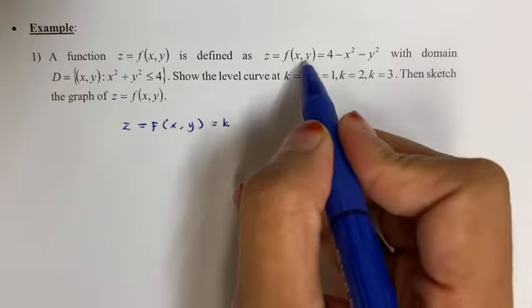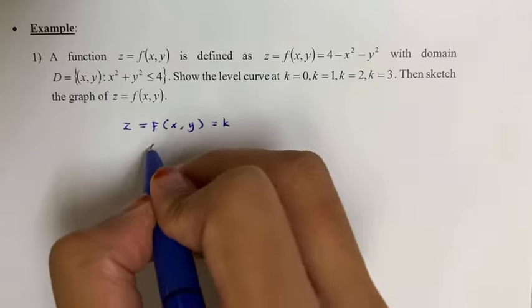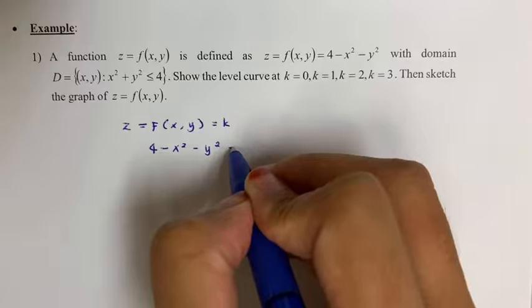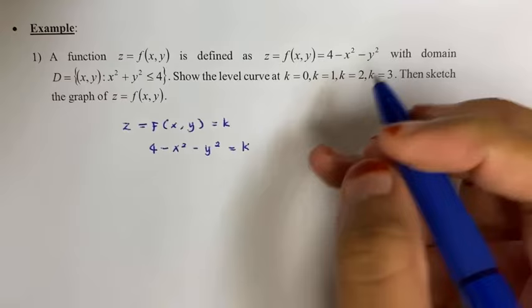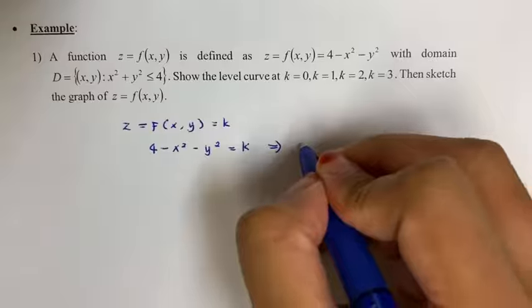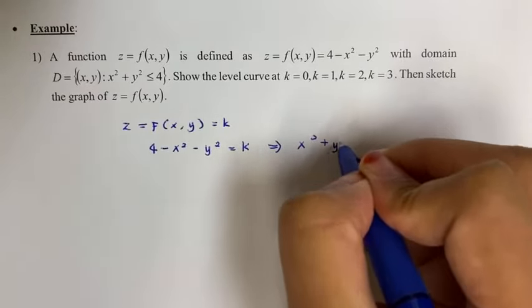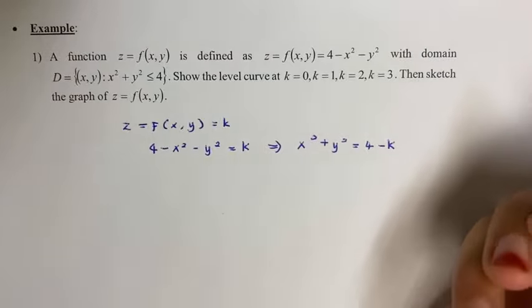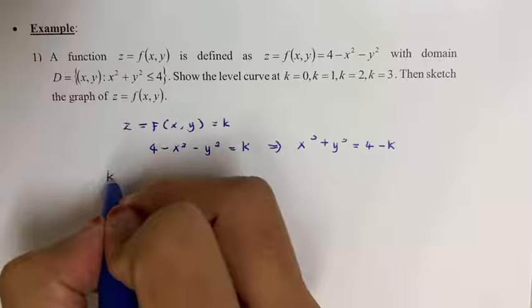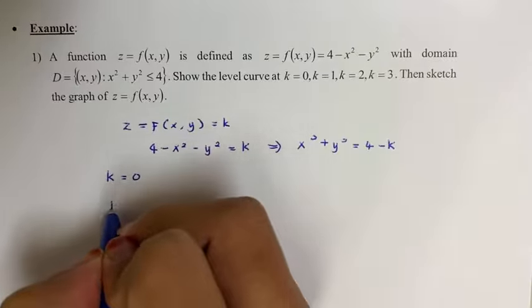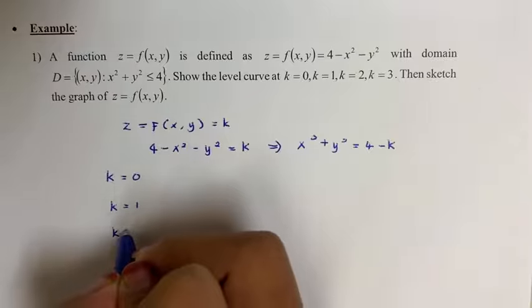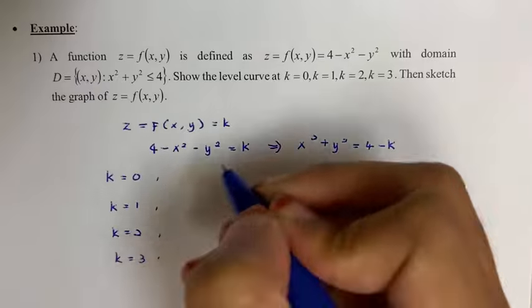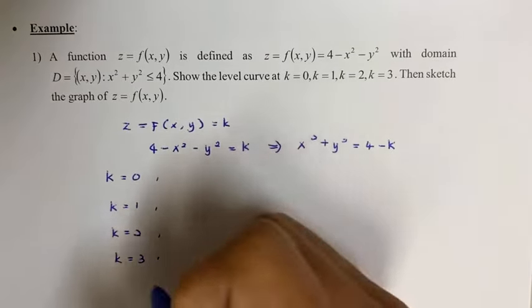So k here, substitute the value. So this is z, f(x,y), equal to 4 minus x square minus y square equal to k. This can be written as x square plus y square equal to 4 minus k. And then substitute the value of k, since we have k equal to 0, k equal to 1, k equal to 2, and k equal to 3. So let's see the level curve of this k.